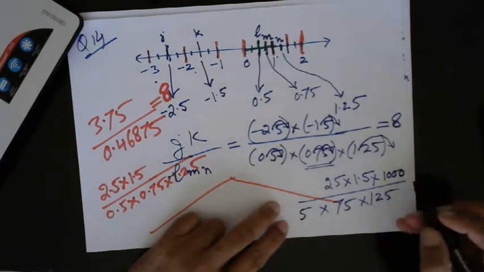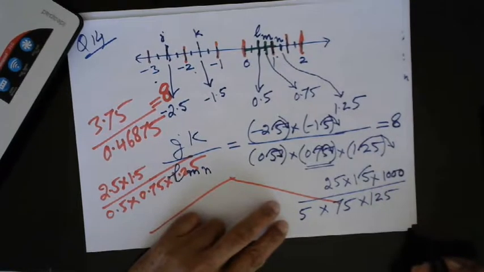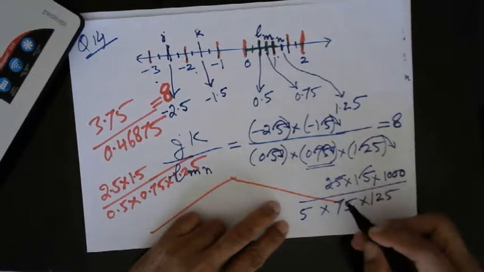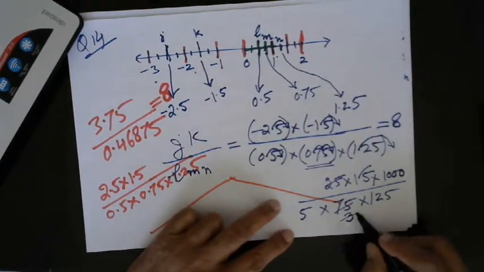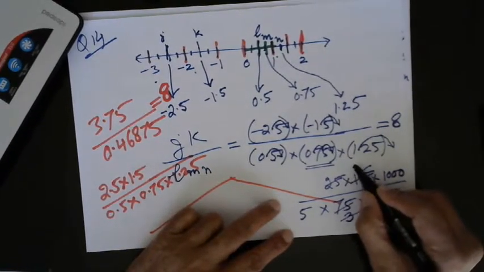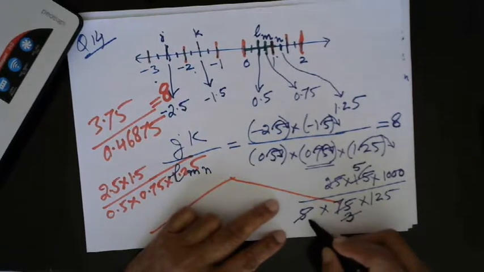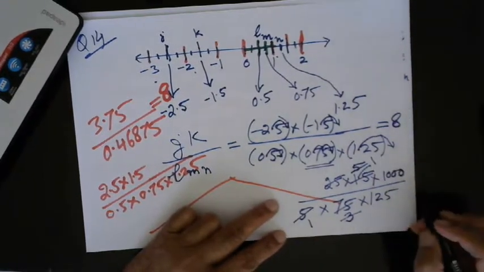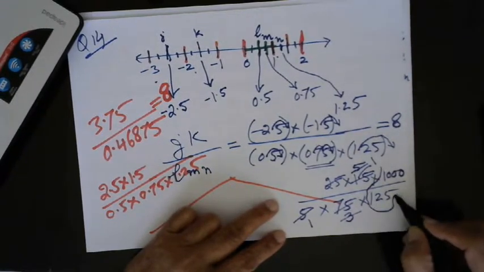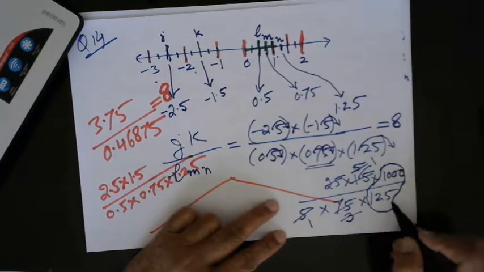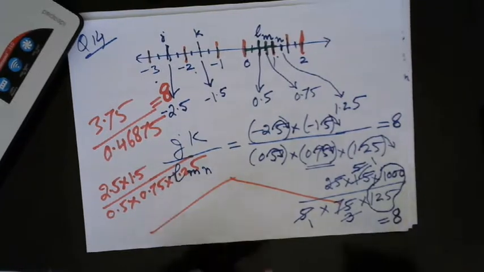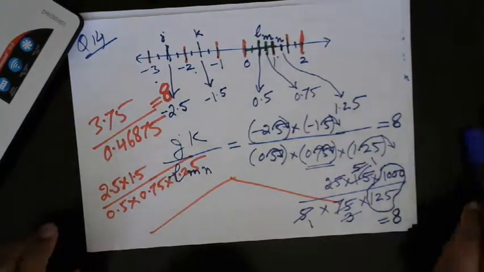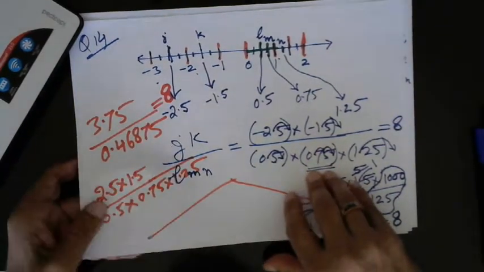Now it's very easy. This 1.5 is now 15. Okay, 25 threes are 75, 3 fives are 15, and you can cancel 5 with 5, and you are left with 1000 divided by 125, which is equal to 8. So either way you like, you can do it. That was number 14.